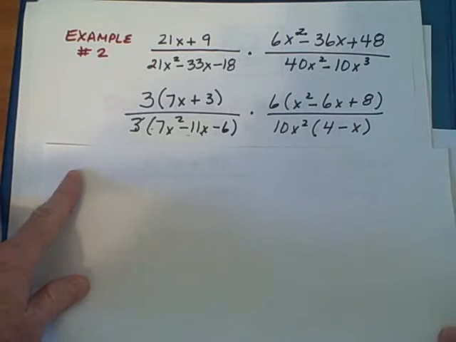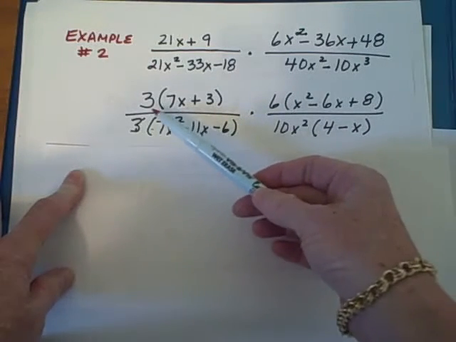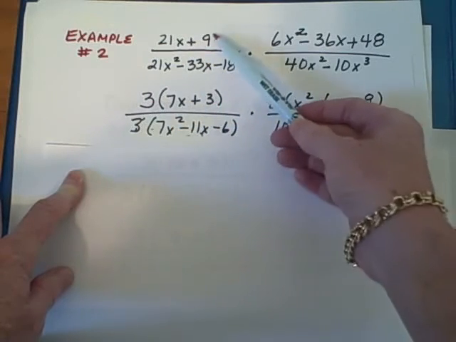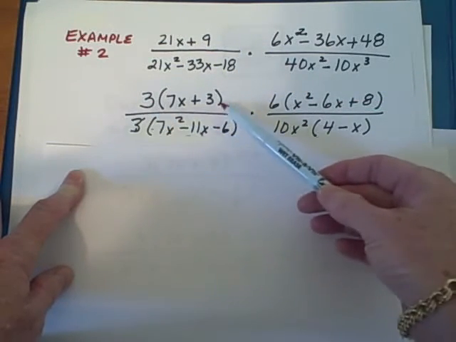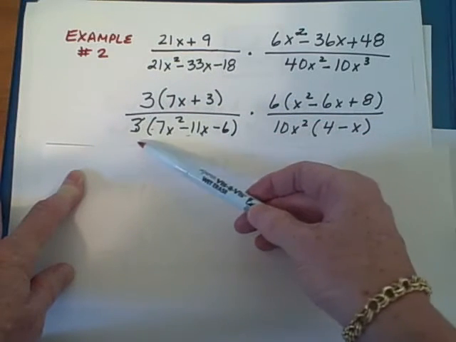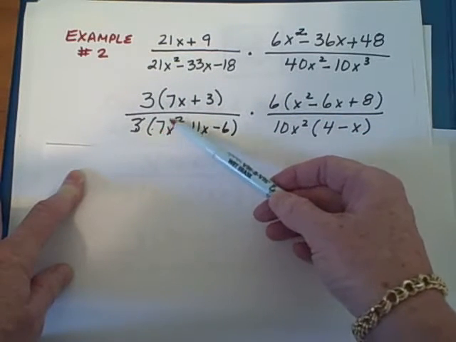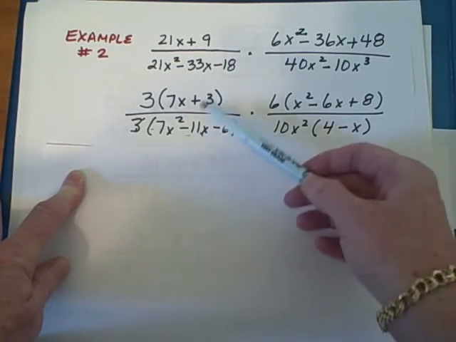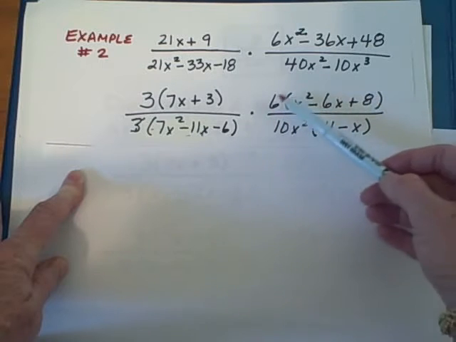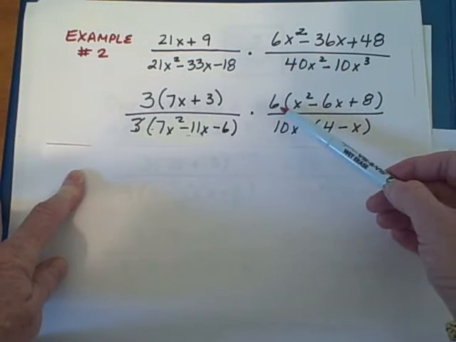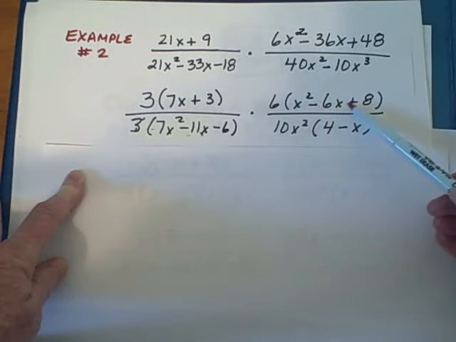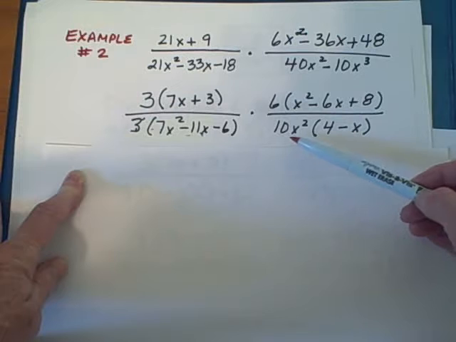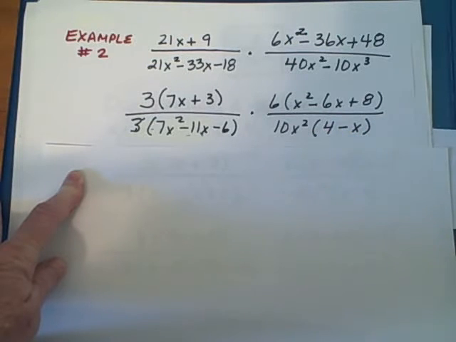So here we go. We factored a 3 out of the numerator in this group. 3 times 7x would have given us the 21x, and 3 times 3 would have given us the 9. In the denominator, I factored out a 3 as well, leaving me 7x squared minus 11x minus 6. So we took out what was common. We took out what was common on this one, which is 6. Factor out a 6. We have x squared minus 6x plus 8. And then in this group, we factored out a 10x squared, giving us 10x squared times 4 minus x.